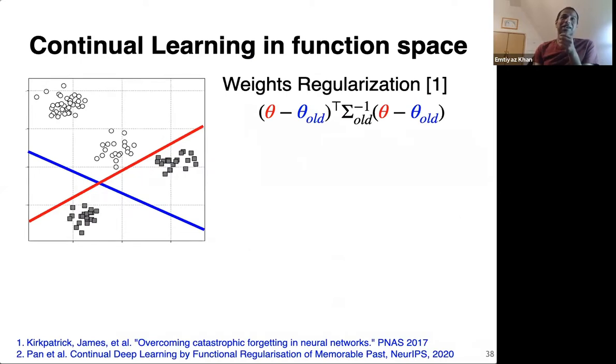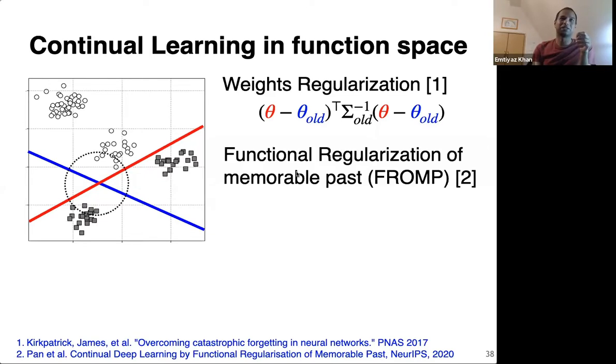Essentially, it's showing you that if you're looking into theta space and you're doing this regularization, it's not very powerful because it's only looking at the parameter, and the parameter may not be the right thing to do. So now what we're going to do is look into these memorable points from the old set. This is the old data set here, and I'm going to pick a few points here and try to regularize them.